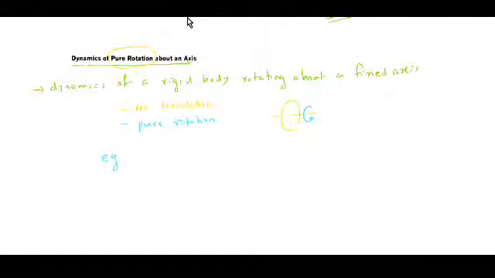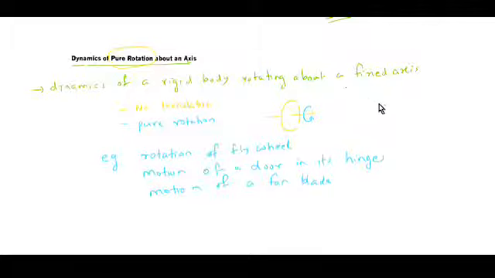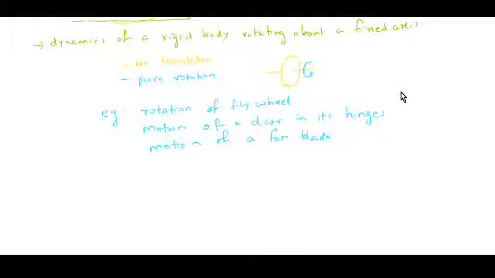As examples of this pure rotation, I can suggest the rotation of a flywheel. You have done an experiment with the flywheel in the laboratory. Rotation of a flywheel, and motion of a door, specifically the motion of a door on its hinges. Another example is the motion of a fan blade. You might have noticed the blade of a fan purely undergoes rotation. There is no translation in all these cases. Here we are talking about the pure rotation case without any translation.